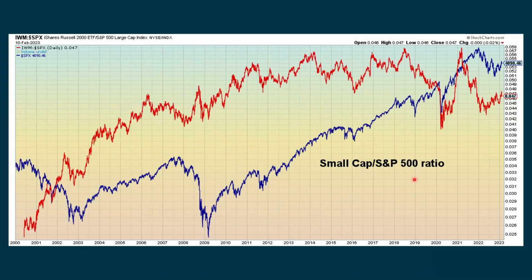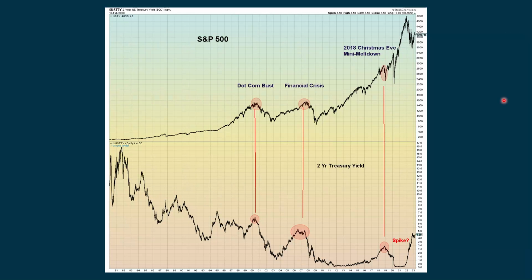The small cap to S&P 500 ratio, when this red line is going up and starting to spike up, that often gives some support to the blue line, which is the S&P. That's just not happening. The red line spiked up and it's now coming back down. The 2-year Treasury yield, when it spikes and starts to come down, that often marks a point that gives some support to the S&P. We do have a little spike here, and it started to come down, but now it's starting to go back up.